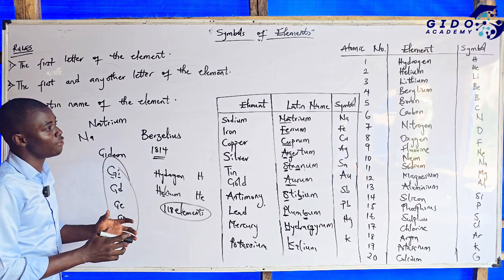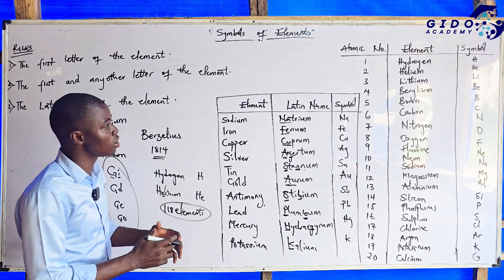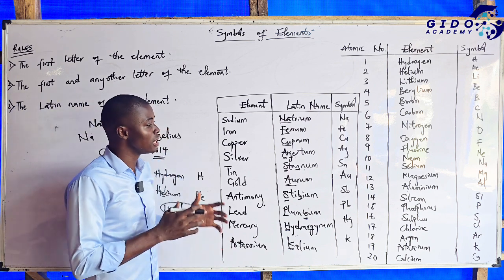And what I just explained now, I've explained how you can actually write out the symbols for the first 20 elements in the periodic table.